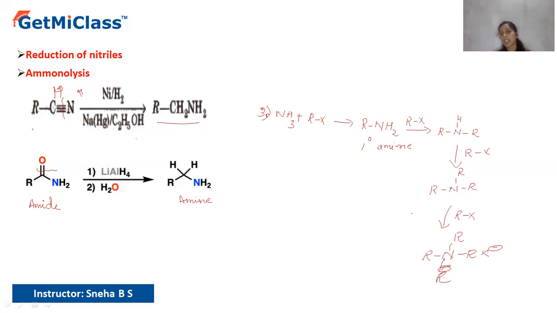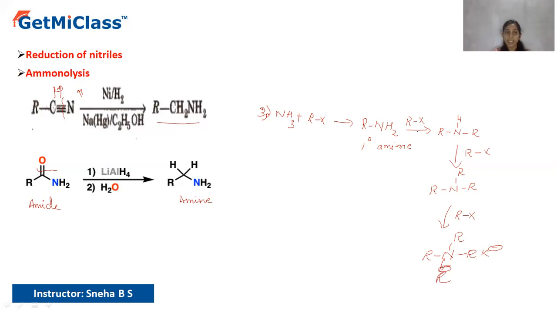So in all these cases, if you observe, successive replacement of hydrogen in ammonia by alkyl group is observed. Therefore, this is what we generally call ammonolysis. From ammonolysis, one can synthesize primary amine, secondary amine, tertiary amine, and quaternary ammonium salt. So this is a way how to synthesize amines from the process of ammonolysis.